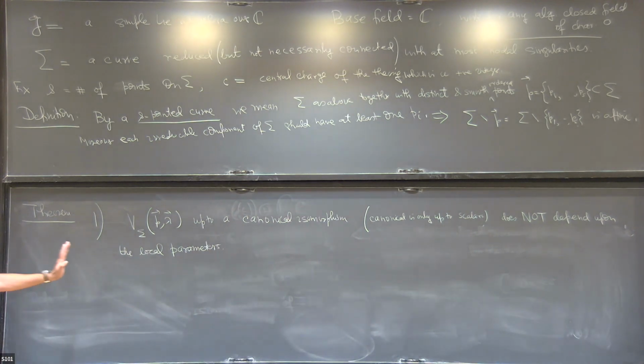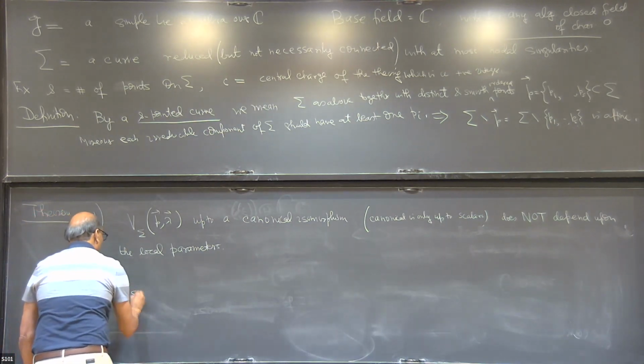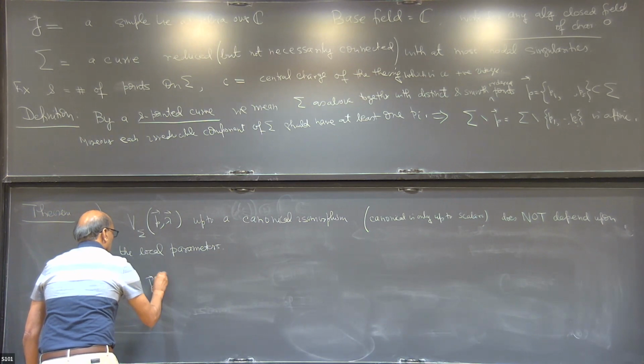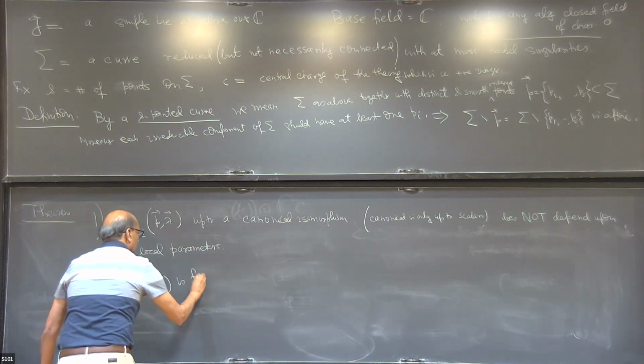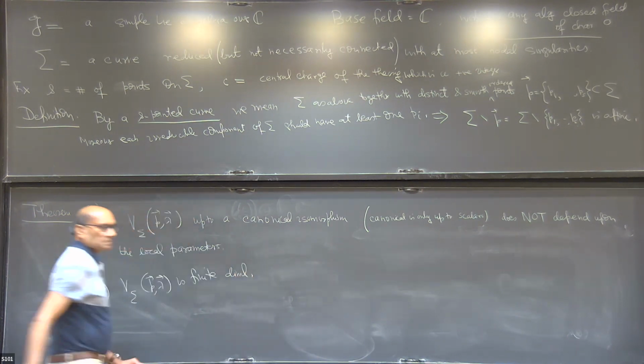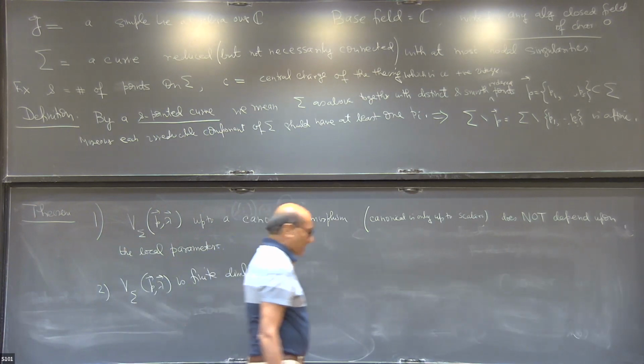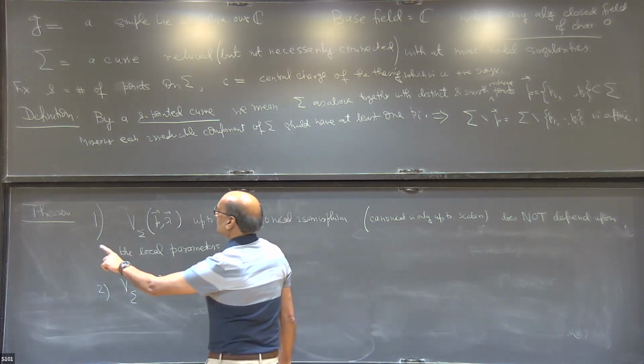And the proof actually is not very difficult. But in any case, today I want to give you an overview of the whole thing. So I will not prove this today, but next time. And two, V sigma P lambda is finite dimensional. Once you have a finite dimensional vector space, this is called the space of dual conformal blocks.